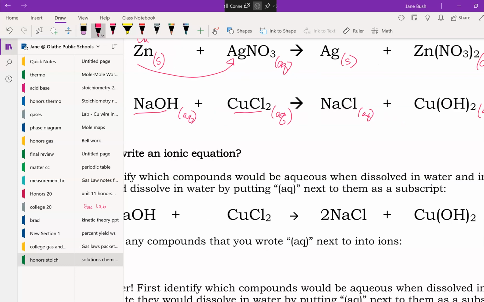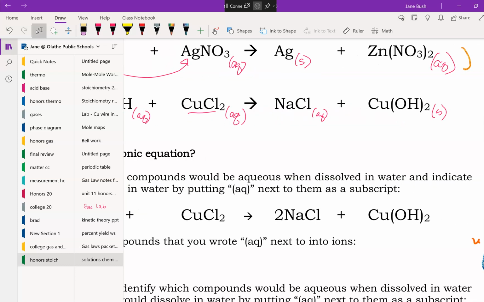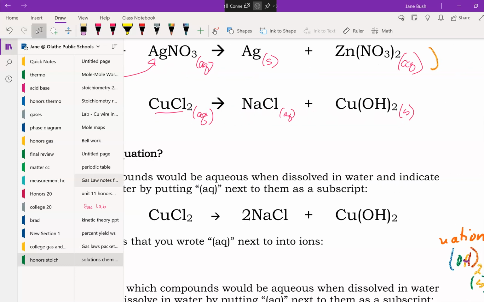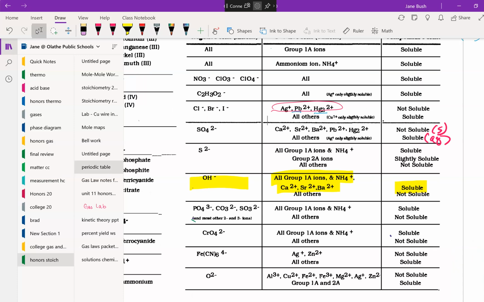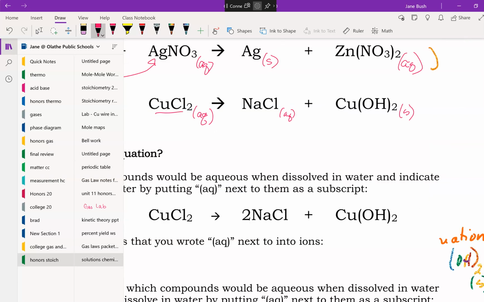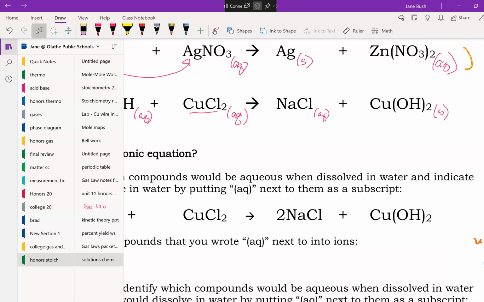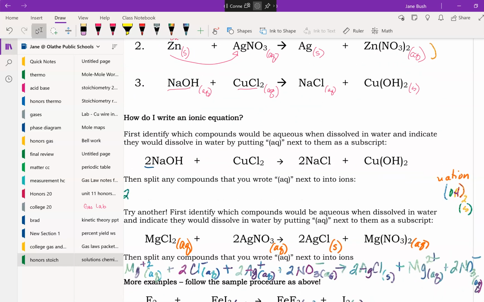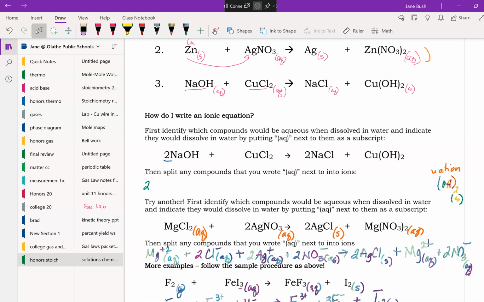All right, sodium chloride, sodium is always soluble. Copper 2 hydroxide, as I just showed you, we come down here to hydroxide, and copper is not in group 1A or NH4, and it is not calcium, strontium, or barium. Therefore, it is not soluble, so we put an S. Okay? Does that answer your question? Yeah. All right, so now what we're going to do is write out an ionic equation.